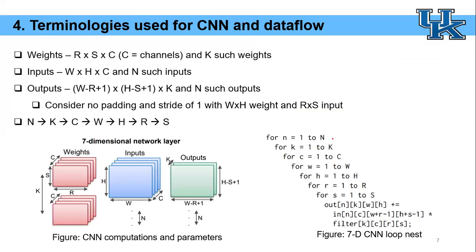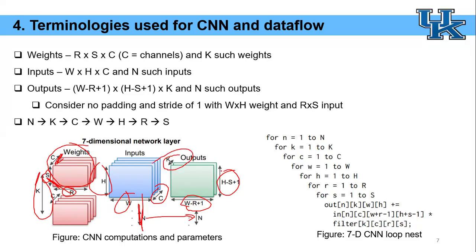So just for the terminology that we're going to use, we're going to say that the weights are in the dimension of R width and S height, or we can say R by S, right? Then we have C channels for that, and we have K such weights. The inputs, we have W by H inputs and the C such channels, and we have N inputs for that. And relating to that, we have N outputs. The W and H will be W minus R plus 1. So this basically is the convolution output formula, right? We just assume that the padding is 0 and the stride is 1. And for the K different filters, we have K different outputs for each of the inputs, right?